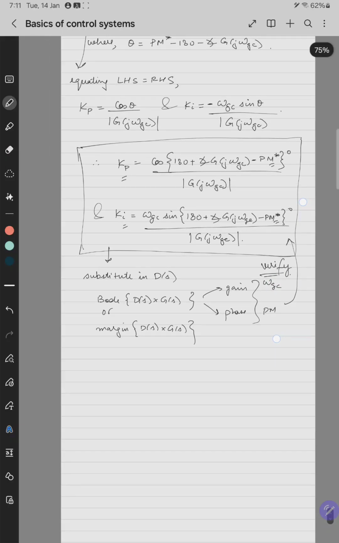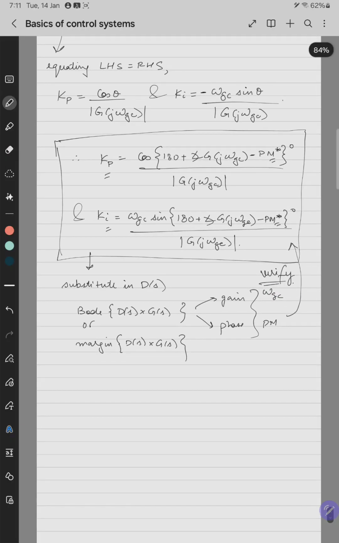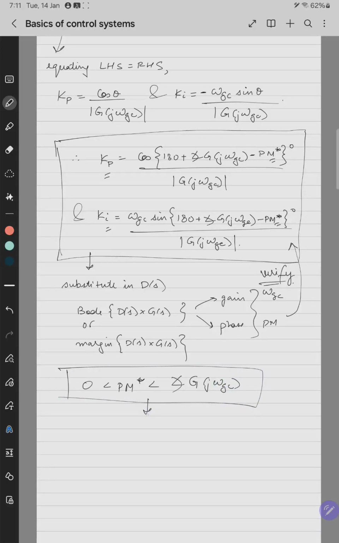If the plant changes, the assumption also changes slightly, but you know the range in which you should put PM star: it should be greater than 0 and less than the angle of G at j omega gc. So basically it all depends on how you assume omega gc, the gain crossover frequency. Unless the switching frequency changes, the gain crossover frequency will not change. It is all assumed to be almost constant.